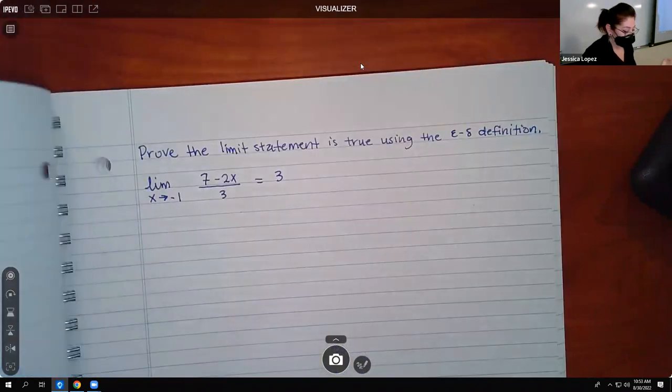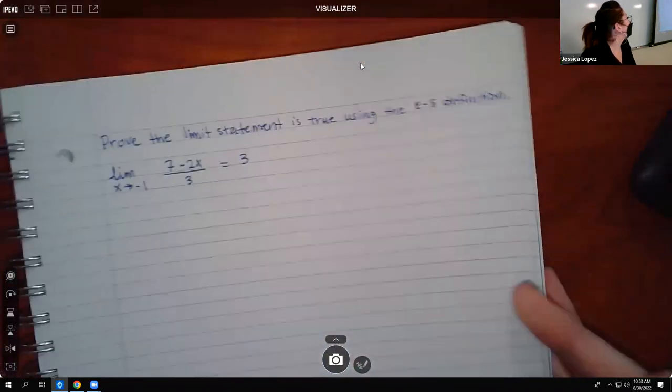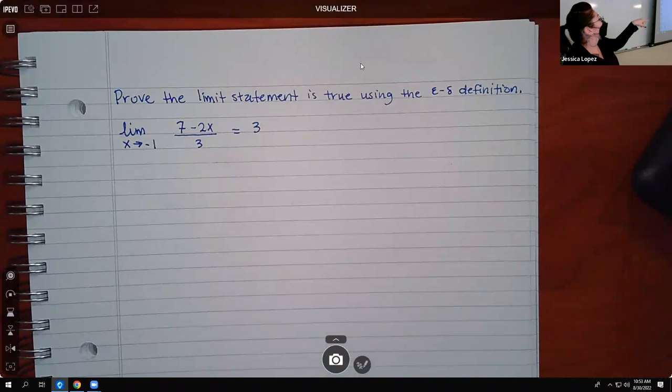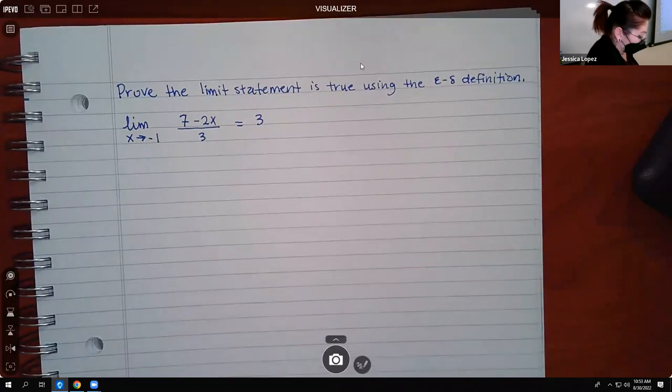Okay, here's the weird one. There is one of these in the homework. There are two proofs. They're not one in the homework, I don't think, but there's one in the review and one in the test. And this one and another proof that we'll eventually get to, I think in 2.4, 2.5. But this is the first one. So this one says, prove the limit statement is true using the epsilon definition. And I'm gonna warn you now.